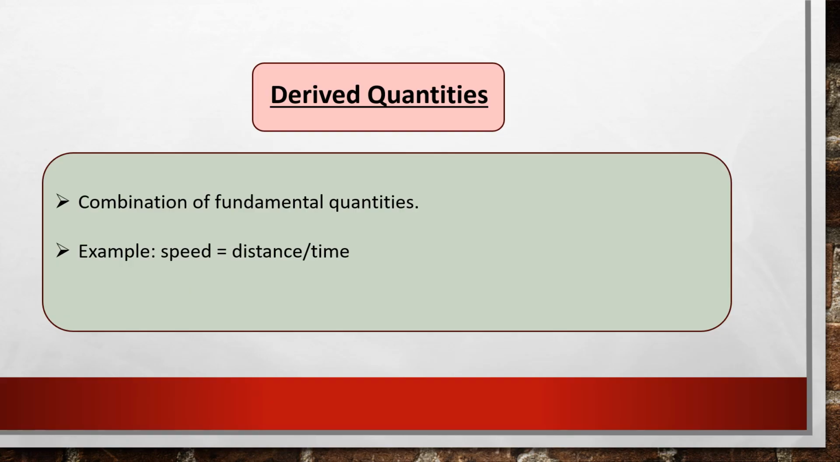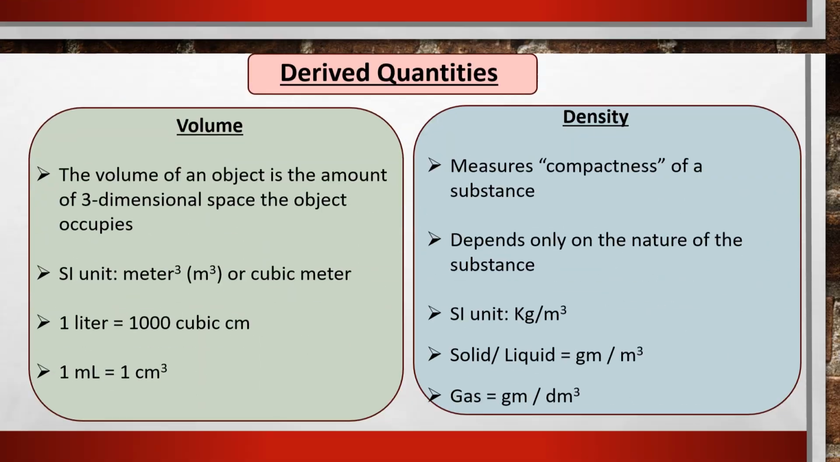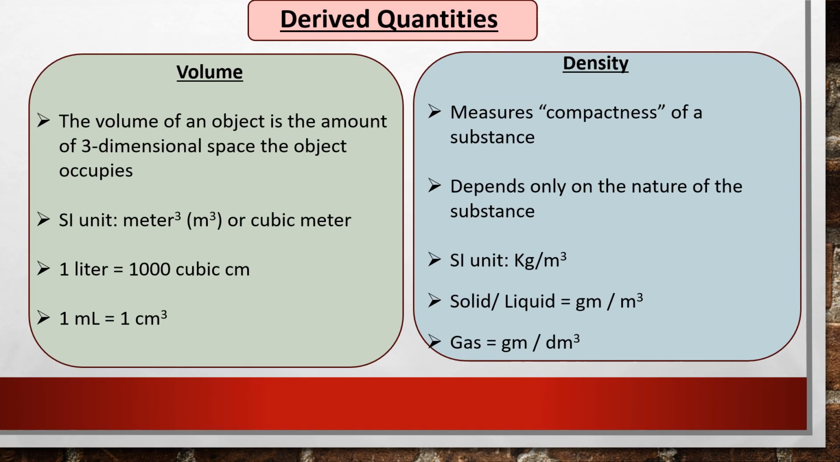Derived quantities are combination of fundamental quantities. Example, speed. Speed is equal to distance per time or distance divided by time. Other derived quantities are volume and density.